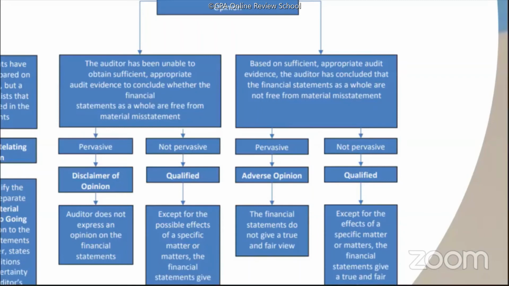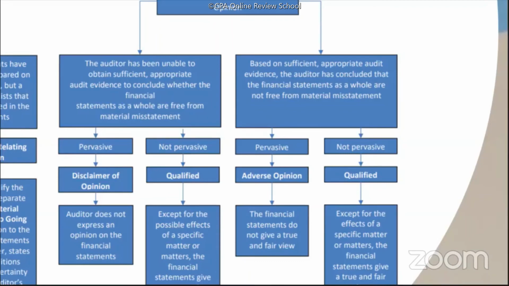Okay, disclaim. Hindi adverse ang gagawin mo. Okay, kasi unable ka, unable to obtain sufficient evidence. Yung isa kasi, pag ginawa mong adverse siya, meron kang support. Okay, during COVID-19. Right? So next is not pervasive. Kapag not pervasive naman, hindi niya naapektuhan yung business as a whole. Isa lang, isang account lang. So you will have a qualification and then you have except for the possible effects of a specific matters, blah, blah, blah. Right? So gets tayo guys, malinaw dun ha.